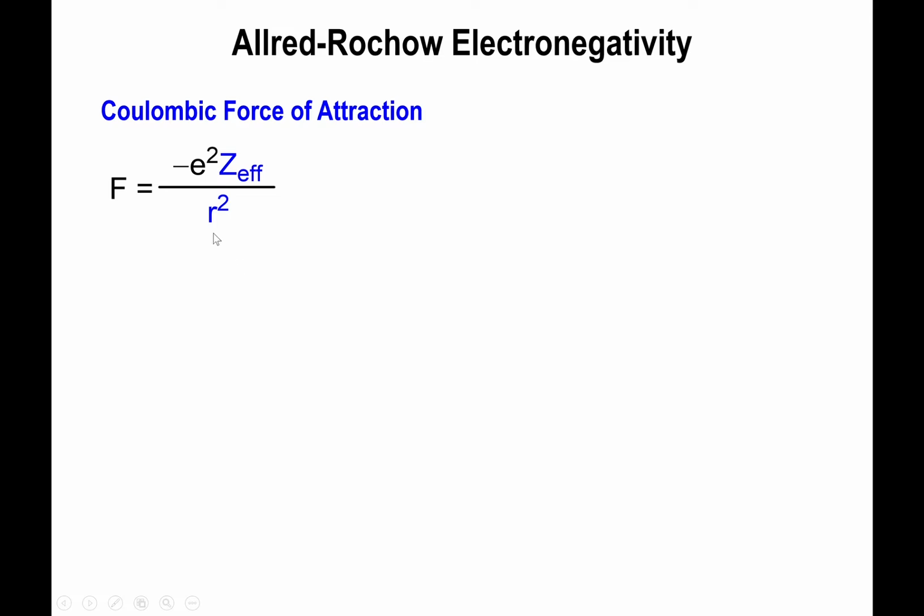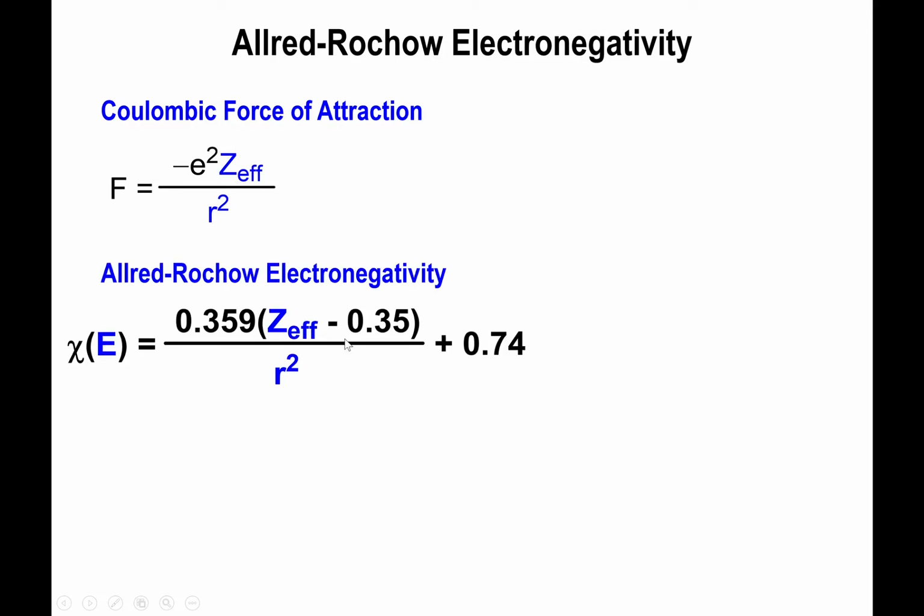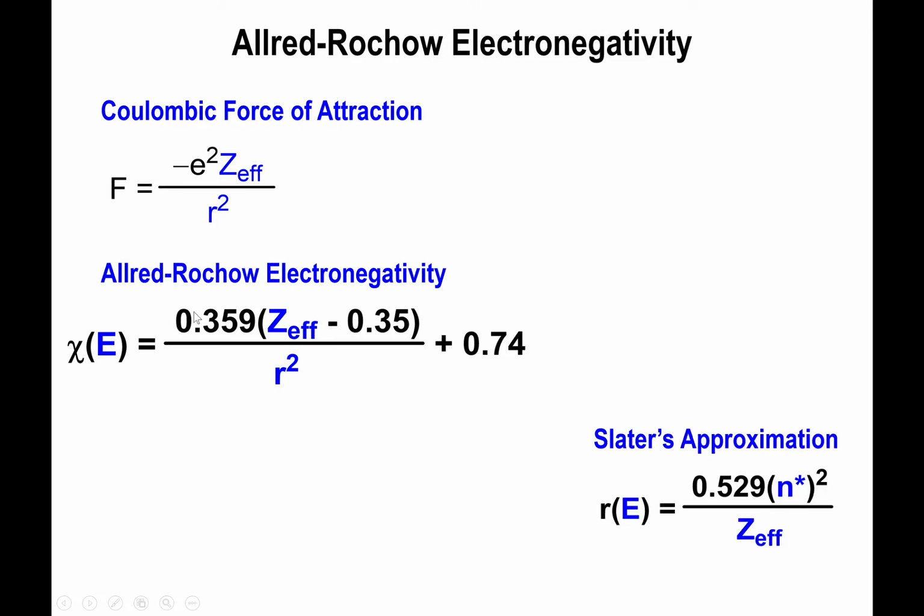The idea is derived from the fact that there is a Coulombic force of attraction that is based on the charge of the electron squared times the effective nuclear charge divided by the radius squared. Using that premise, Allred and Rochow came up with a description of the electronegativity in terms of just the effective nuclear charge divided by the square of the atomic radius. The formula shown right here gives you values that are relatively good in comparison to the Pauling electronegativity values. The formula is 0.359 multiplied by the effective nuclear charge minus 0.35, all divided by the square of the atomic radius, all of that added to 0.74, which gives you roughly workable numbers. This is the Allred-Rochow electronegativity.